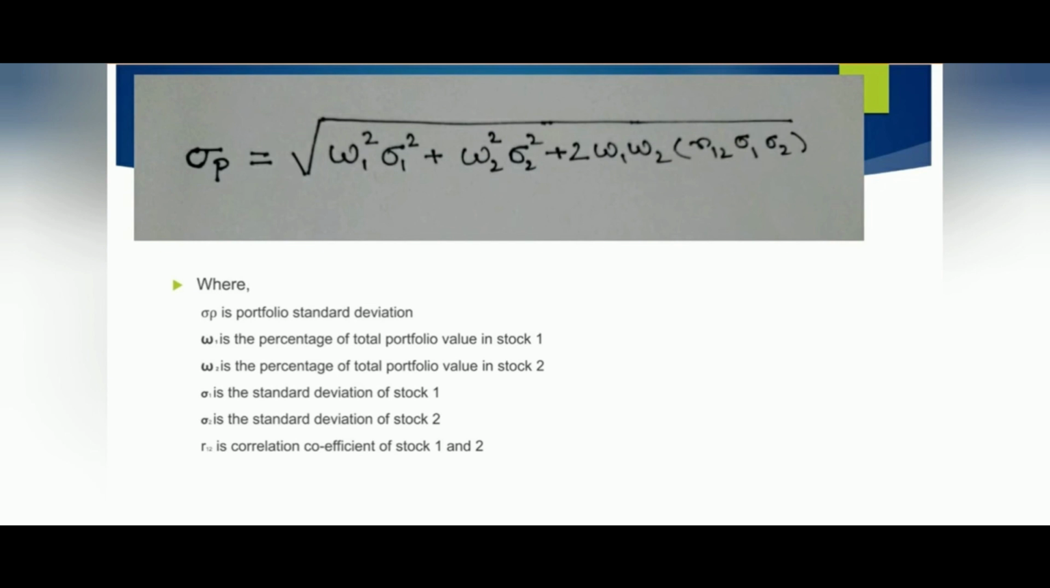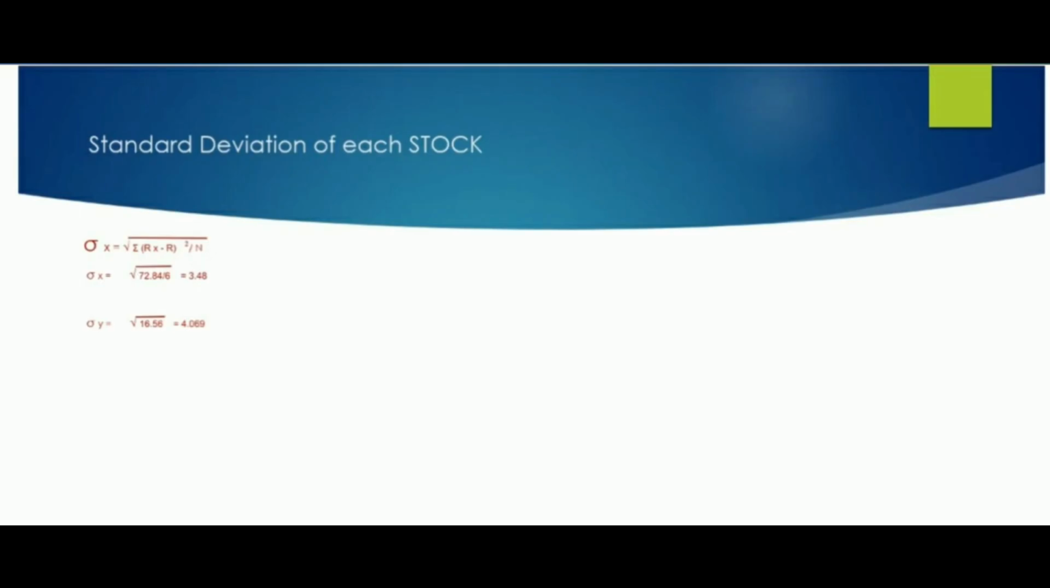To find this correlation coefficient, we have the formula covariance of stock 1 and 2 divided by sigma 1 into sigma 2. Now if you check the formula, we need the values of the standard deviation of each stock, plus we need the correlation coefficient, and to find that correlation we need the covariance of security X and security Y. We need to find the standard deviation of each stock, and we know that standard deviation is under root of variance. So we'll calculate the standard deviation for X and Y, that is sigma X and sigma Y.